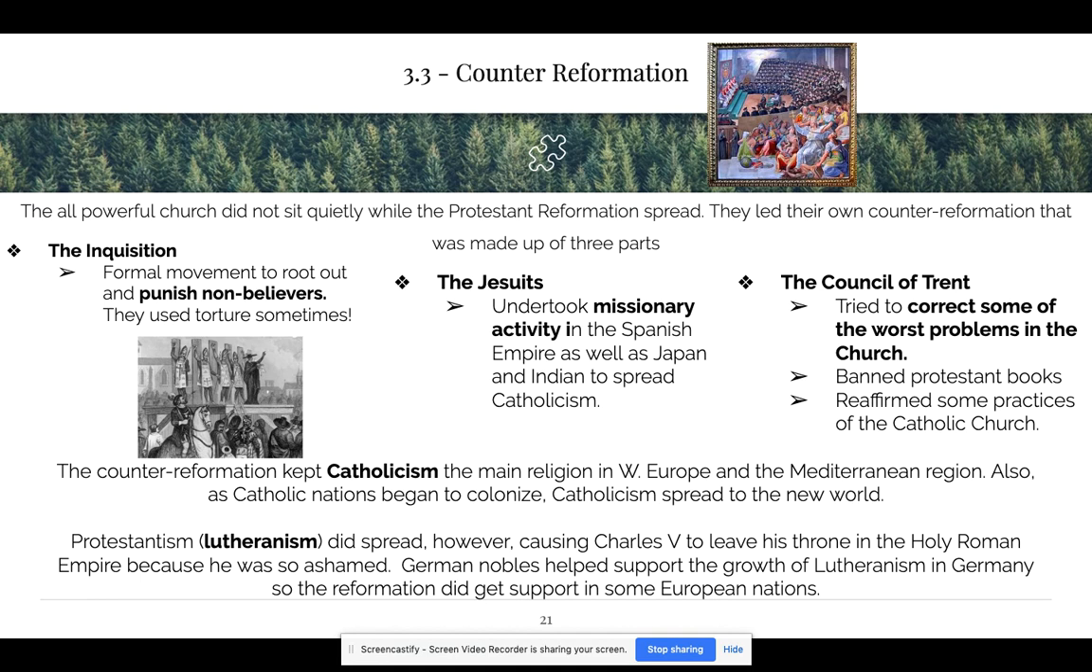So Lutheranism did spread. It caused Charles V to leave the Holy Roman Empire, which is basically just Germany, because he was so ashamed that Lutheranism had moved into his empire, he just gave up. He abdicated. He felt like a failure.